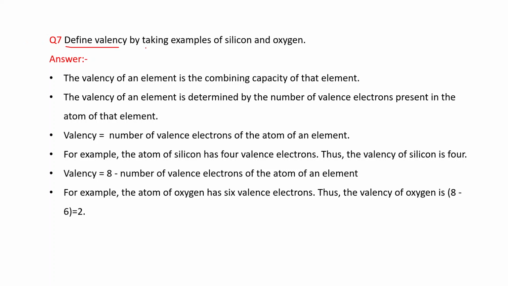Define valency by taking examples of silicon and oxygen. As we know, the valency of an element is the combining capacity of that element. How can we determine it? The valency of an element is determined by the number of valence electrons present in the atom of that element. Or we can say valency is equal to the number of valence electrons of the atom of an element. For example, the atom of silicon has 4 valence electrons.